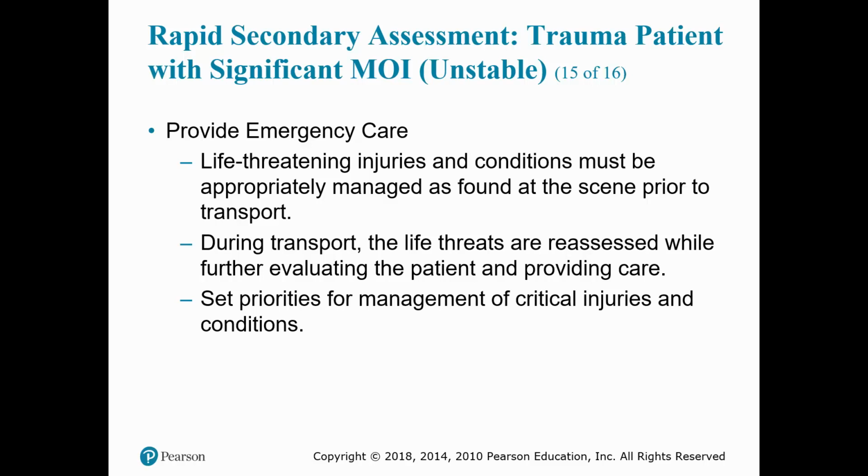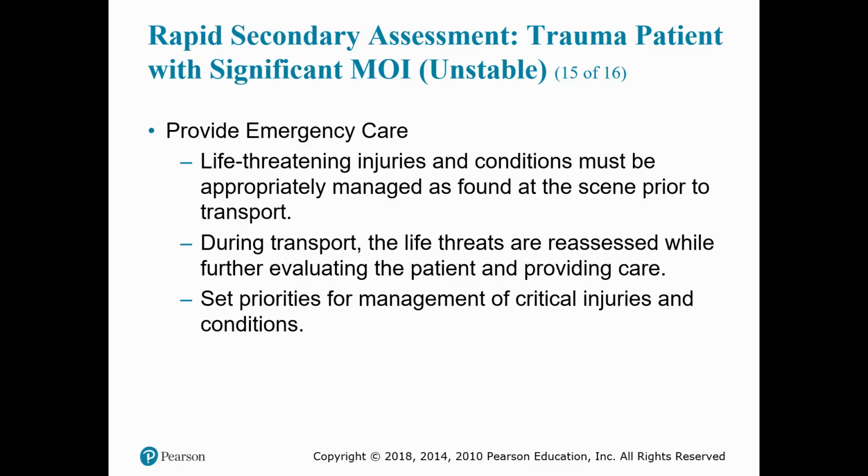We need to set priorities for the management of critical injuries and conditions. If you have a patient that's bleeding out from a mid-shaft femur fracture, that ankle fracture can wait. I've seen somebody splint somebody to death, as I mentioned. So you need to make your priorities in conjunction with the findings that are revealed during your primary and rapid trauma assessment. And it should only take you probably 2.5 minutes to do a rapid trauma assessment.